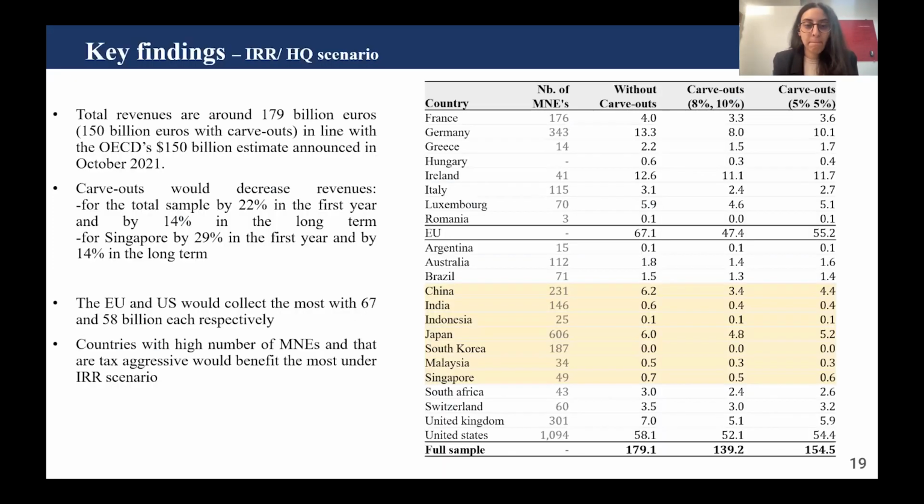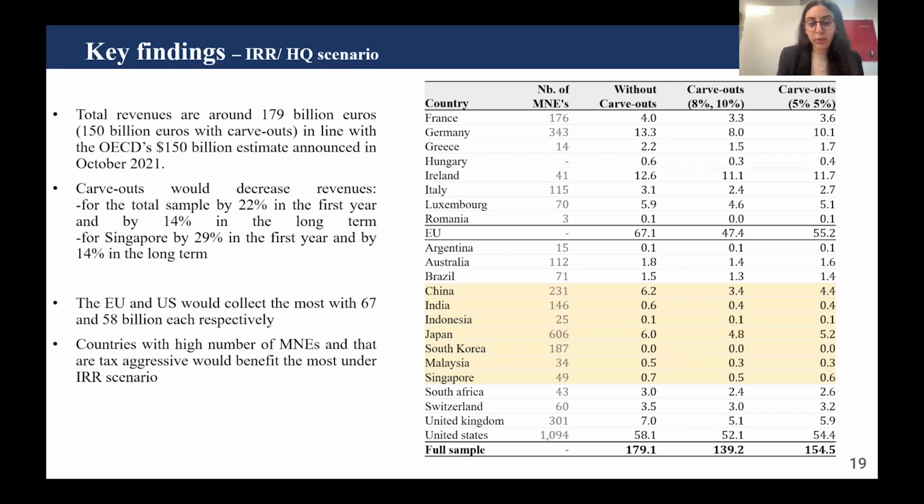Next slide. So in the first scenario, where the headquarter country will collect the top-up tax from their multinationals around the world, the total revenues from Pillar 2 are around 179 billion euros. This will decrease to 150 billion euros with the long-term carve-outs. And this estimation is very close to the one that the OECD arrived at on the global level. The carve-outs would decrease these revenues by 22%.